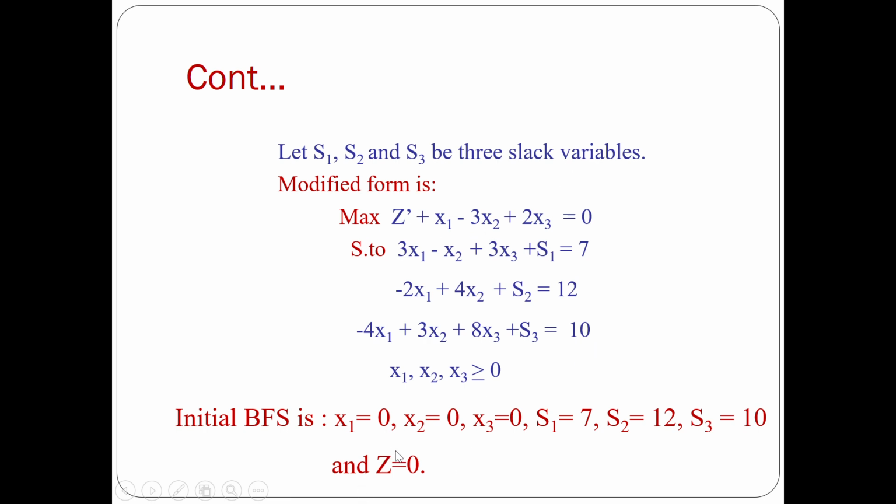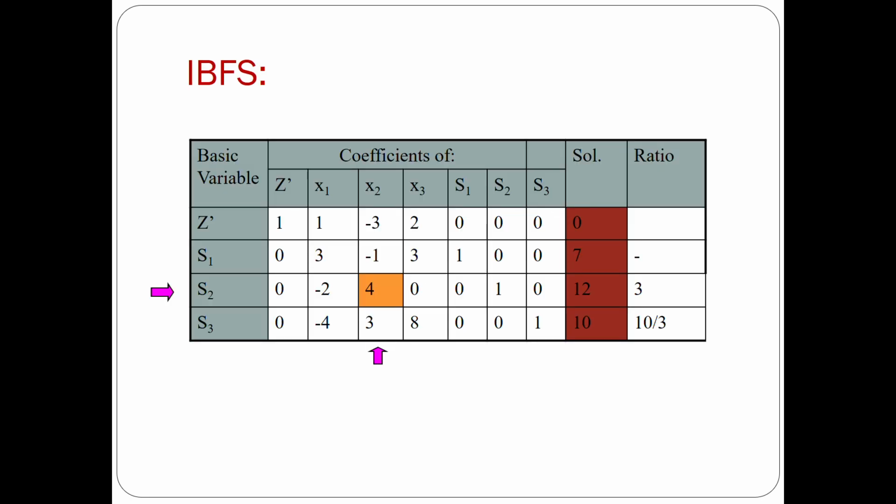It is z dash is 0. By having this, we have to construct the basic feasible solution table, the initial basic feasible solution table. We have just taken all the coordinates, and after considering this, we have to look for the most negative number in the z function row. Most negative number is -3.